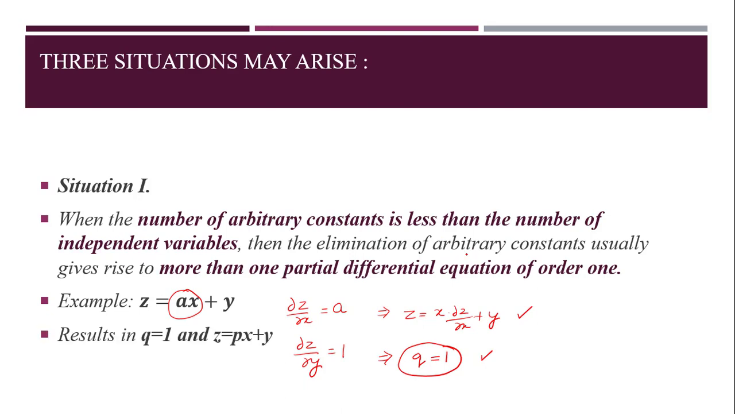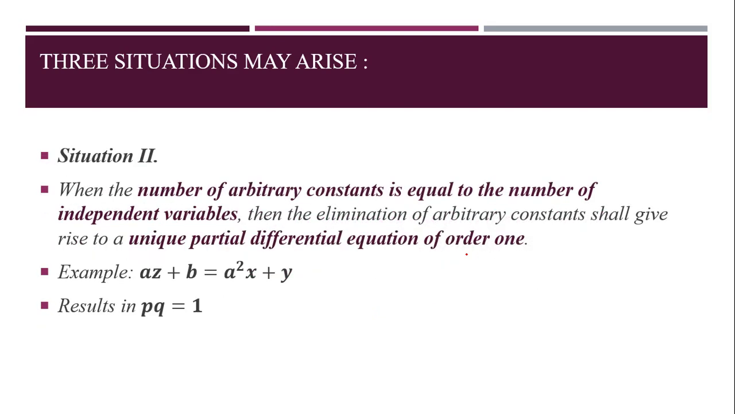Right? So here we have the second situation, when the number of arbitrary constants is equal to the number of independent variables, meaning we have two constants a and b and two independent variables x and y. Then it will give rise to a unique partial differential equation of order 1. This time if I eliminate the constants a and b by differentiating with respect to x and y, it will lead to a partial differential equation of order 1 and it will be unique. So let's do this example.